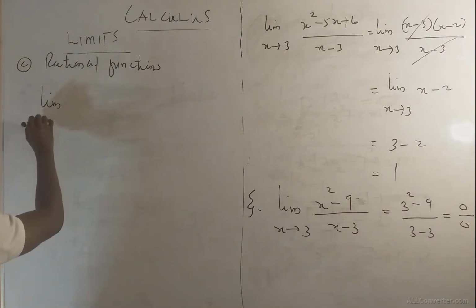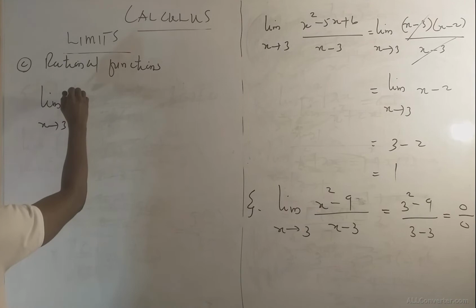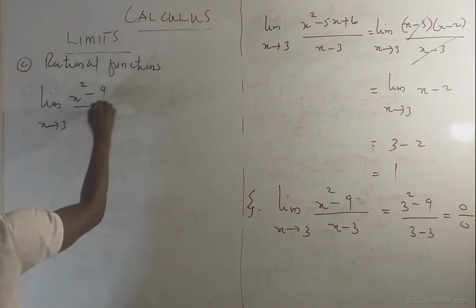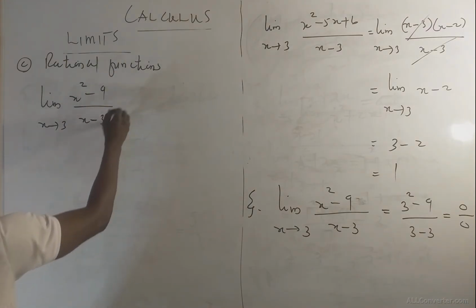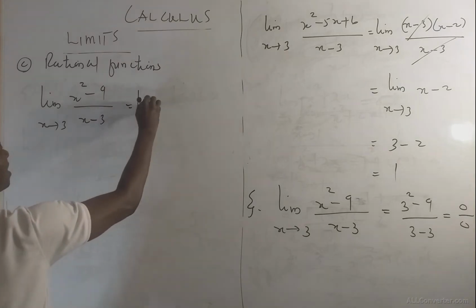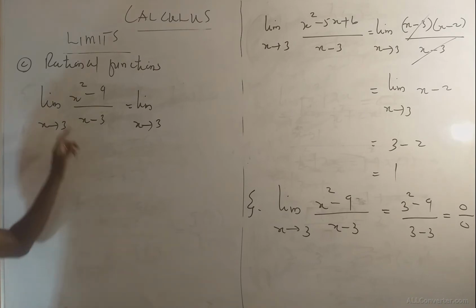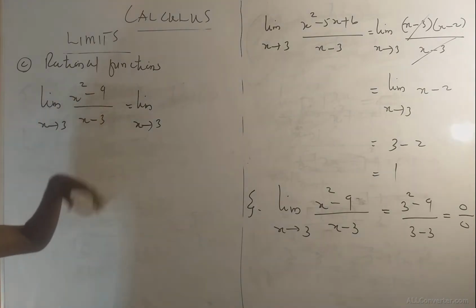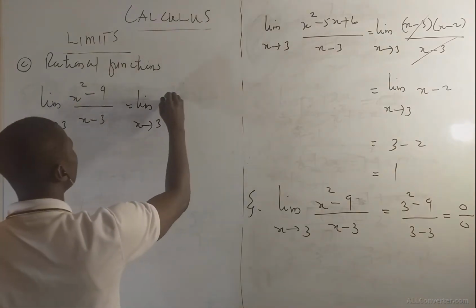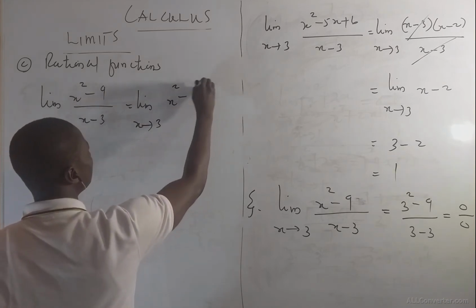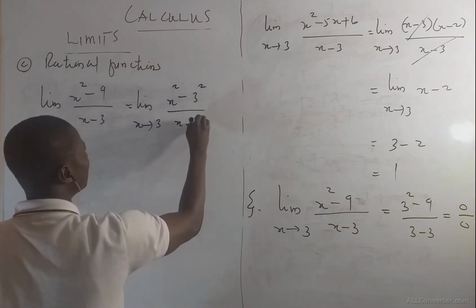Now, we have the limit as x approaches 3 of (x squared minus 9) all over (x minus 3). Take note that this is a difference of two squares. So x squared minus 9 is the same as x squared minus 3 squared, because 3 squared is 9. So we have (x squared minus 3 squared) all over (x minus 3).